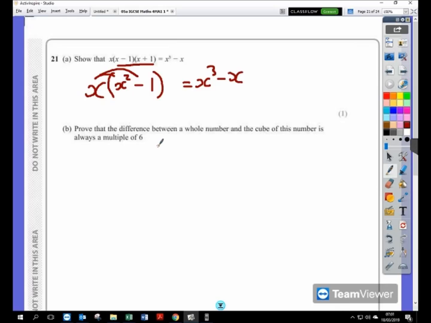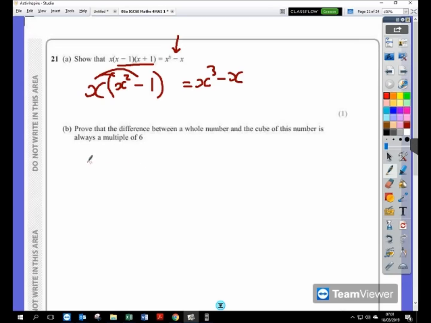Prove that the difference between a whole number and the cube of this number is always a multiple of 6. So it stems on from part A, you see. The difference, that's the negative, between the cube of this number, so x cubed, and the number x is always a multiple of 6. Right.